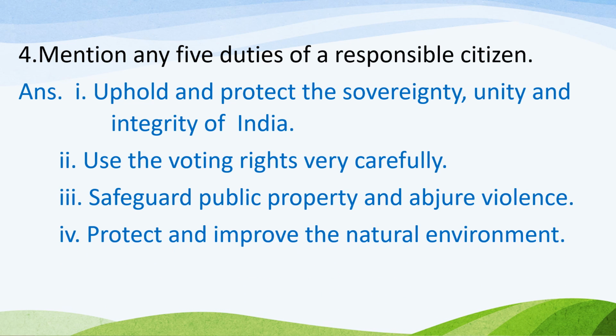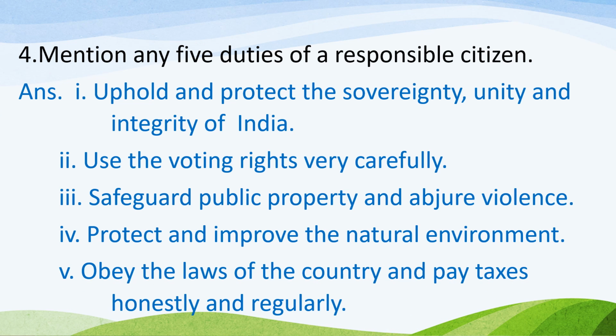Number 4, protect and improve the natural environment. Yes, we have to protect and improve the natural environment by not polluting the neighborhood and by planting more and more trees. Number 5 is to obey the laws of the country and pay taxes honestly and regularly for the development of the country. Okay, students.